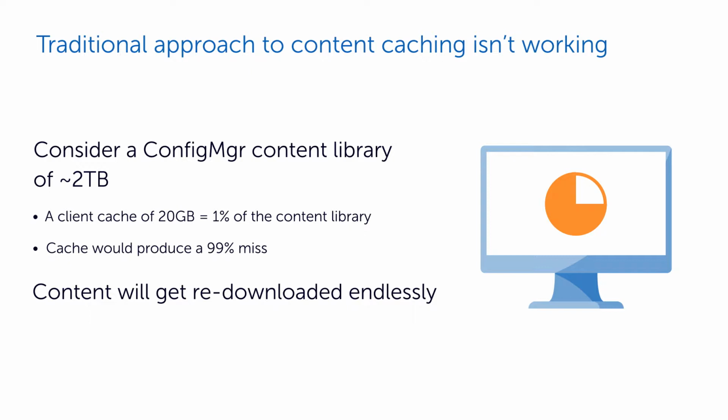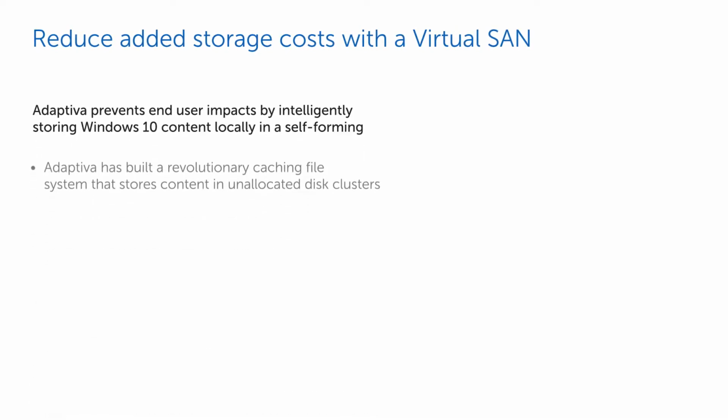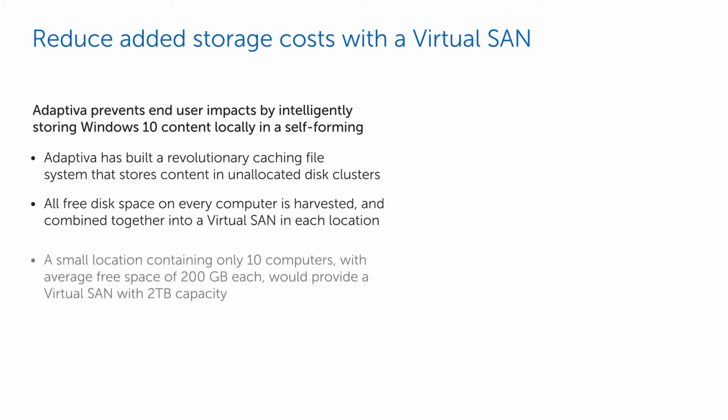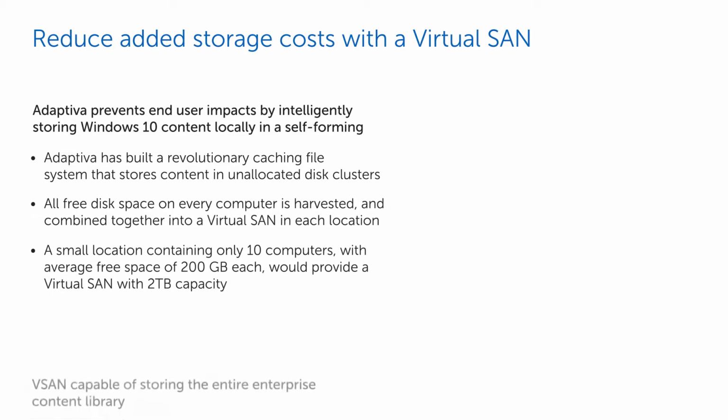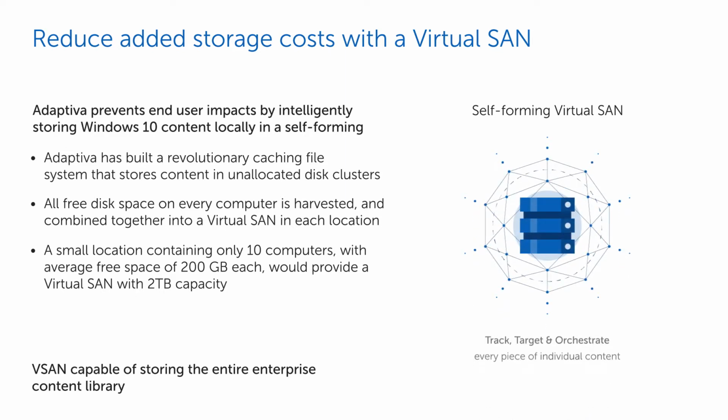The number of servers required in a typical ConfigMgr implementation in an enterprise, from a handful of servers to a couple hundred servers, costs an organization money. We eliminate the need for complex infrastructure by absorbing roles traditionally taken by servers, leveraging client resources without client impact. With Adaptiva technology, you're able to bypass the need for a distribution point by intelligently storing all the content that you need in a self-forming virtual SAN.